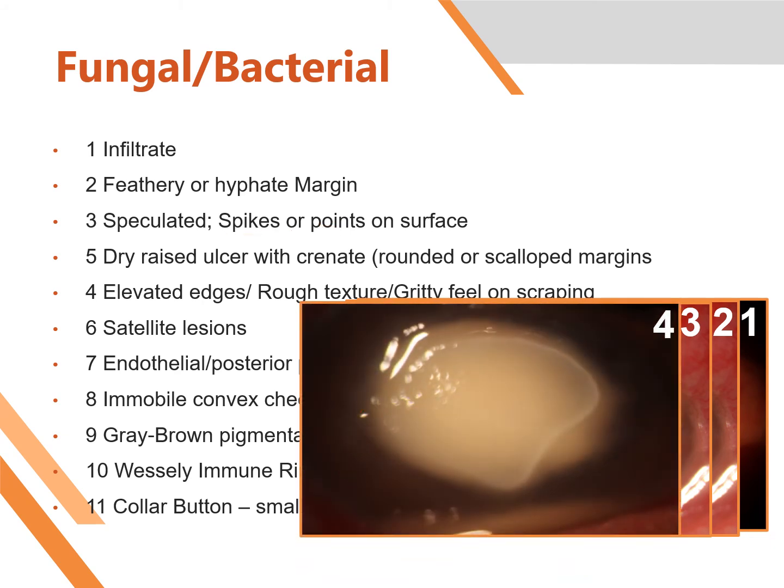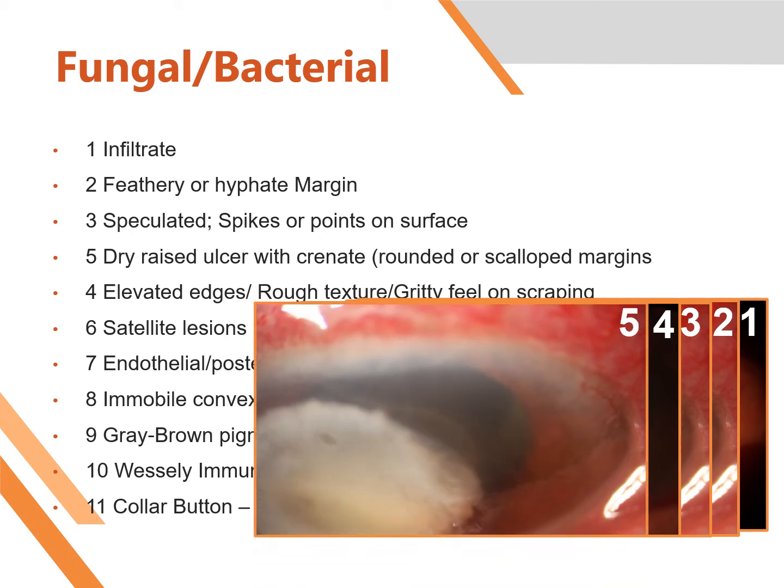Then is the dry raised margin. The ulcer is whitish and juicy, but look at the margin here. It's dry and raised from the surface. So that happens more commonly in fungal keratitis. And then is the elevated edges, which have a rough texture. Rough means when you touch it with a needle, it has a gritty feeling. This gritty feeling or rough texture is more commonly seen in fungal keratitis.